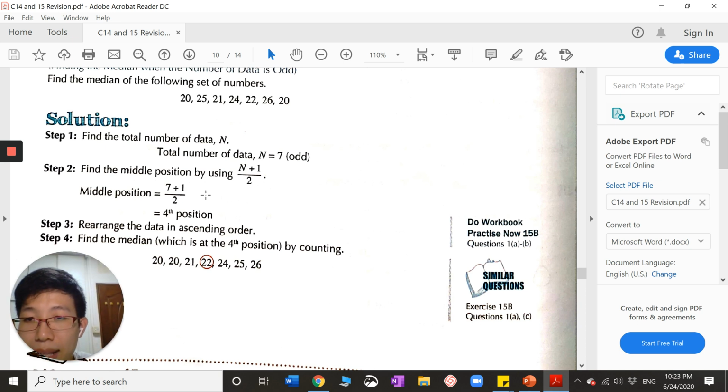So in this case, it's at the fourth position. So it's 1, 2, 3, 4 here, right in the middle. There are 3 numbers on my left side and 3 numbers on my right side. So this one is exactly at the middle. That's why 22 is the median. Some of you might ask, why do we need to find the median? We'll find out later. Don't worry.